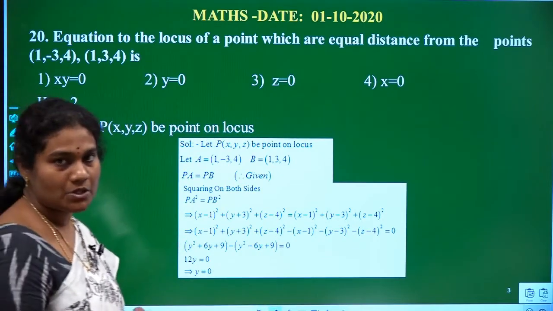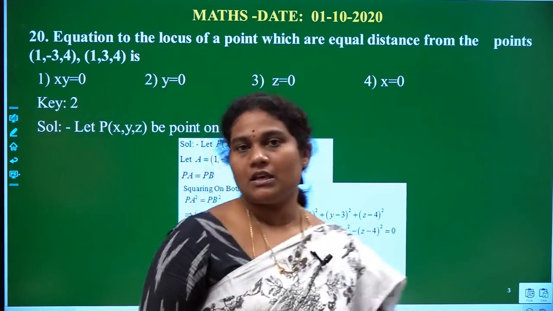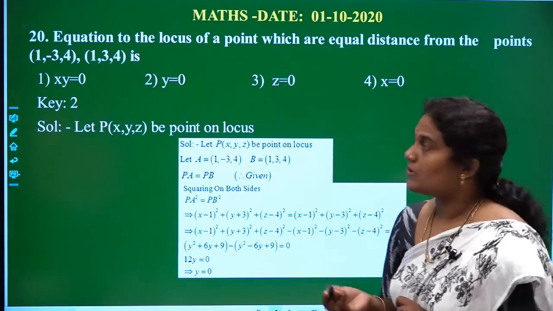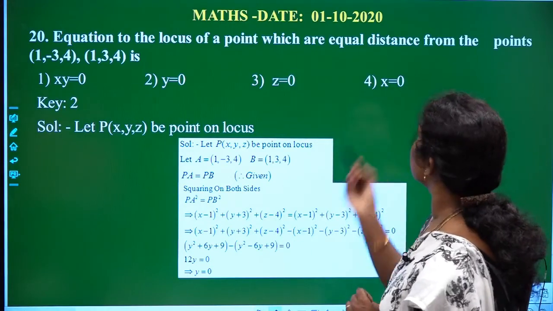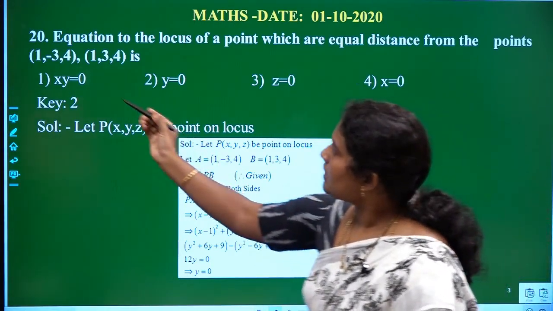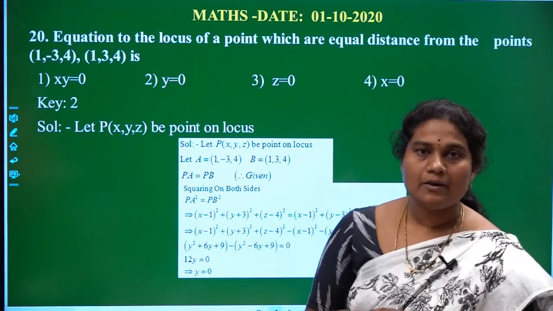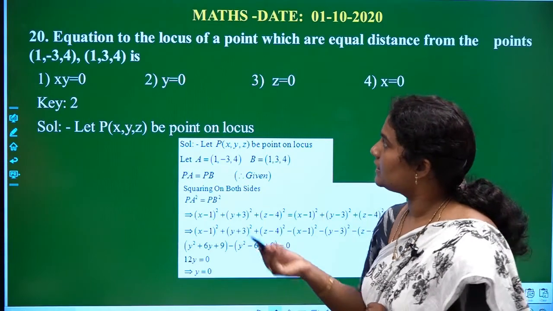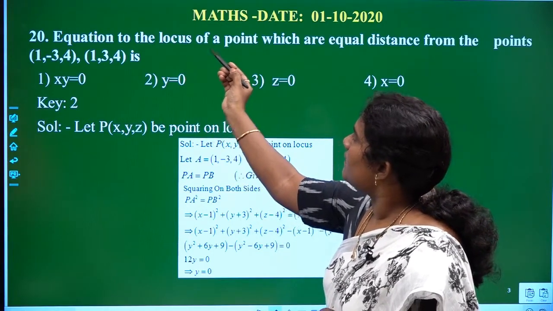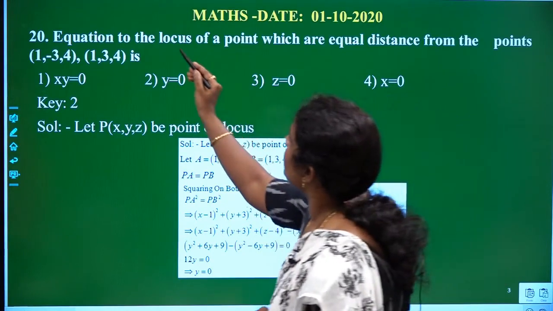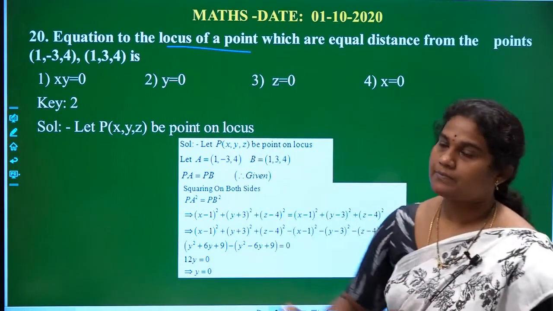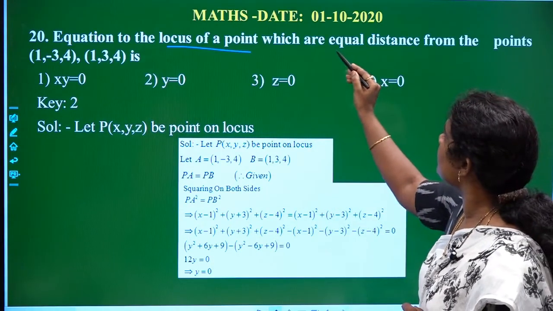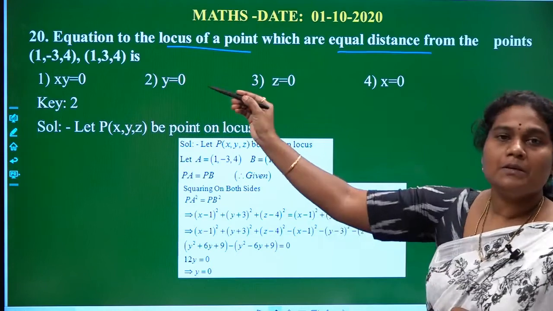Problem number 20. The question is: the equation of the locus of a point which is at equal distance from the points (1, -3, 4) and (1, 3, 4). Just underline 'locus of a point'. Equal distance is the condition here: equal distance from the given points.